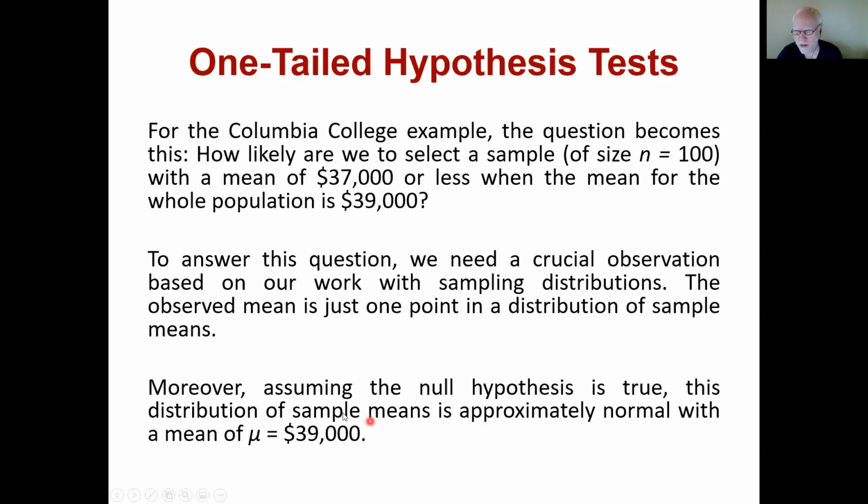The mean of the sampling distribution, or the distribution of sample means, is the population mean of 39,000. So this would be the case if the null hypothesis is right. Based on the assumption that the null hypothesis is right, we know that we're dealing with a normal distribution with a mean of 39,000, and we can start to figure out how unlikely this 37,000 is.